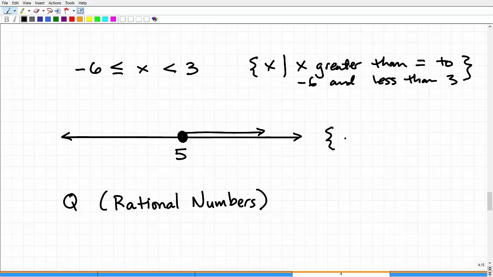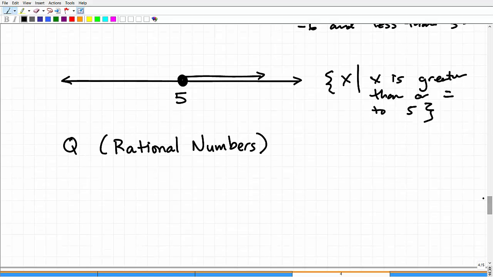All right, so these are all numbers x such that what? Okay, such that x is greater than or equal to 5. Not difficult. All right, how can we write the rational numbers, okay?